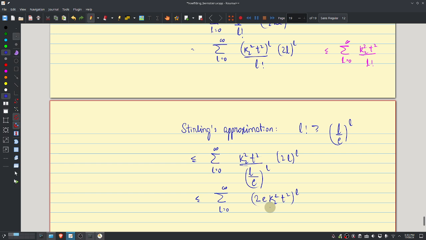Question? So I've used this inequality for L factorial, and yeah, this L to the power L and this L to the power L cancel. So what I end up with is 2e whole to the power L times k2 square t square. Sorry, the whole thing is not... there is a power L. K2 square t square whole to the power L. Right?